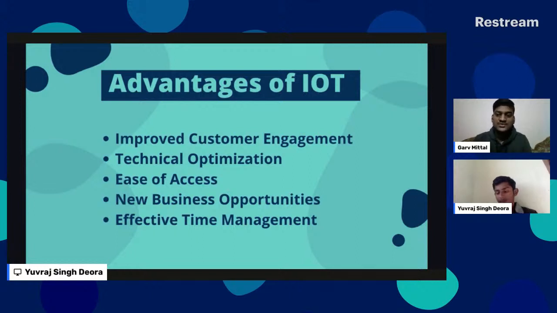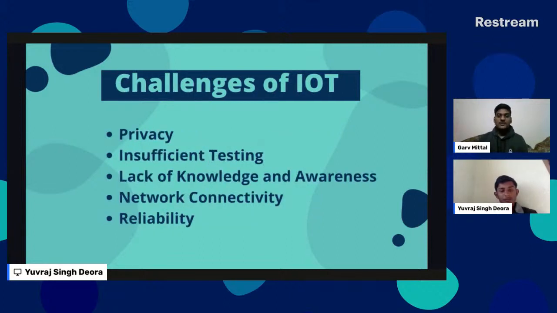Now let's discuss the dark side of the same, the challenges of IoT. The first one is privacy. Since IoT devices are on 24/7, we cannot rely completely on them, and there is definitely a privacy concern because they can collect some data which we don't want to be on the internet.